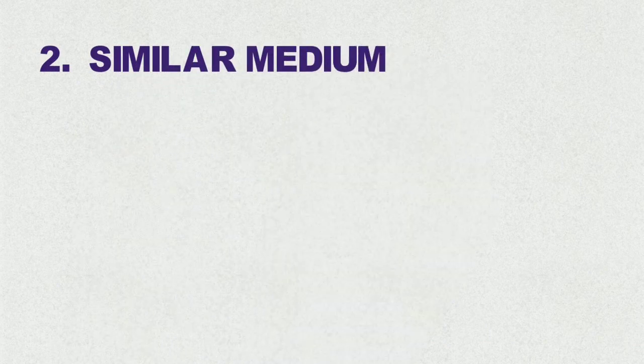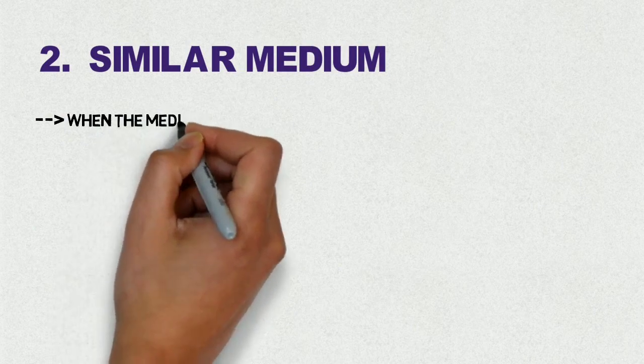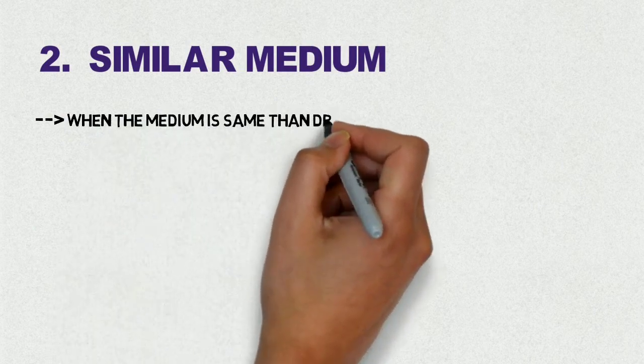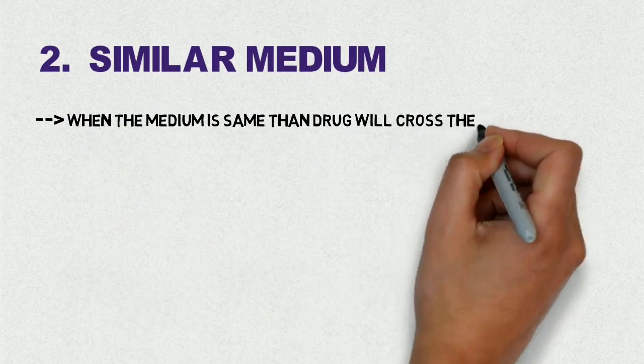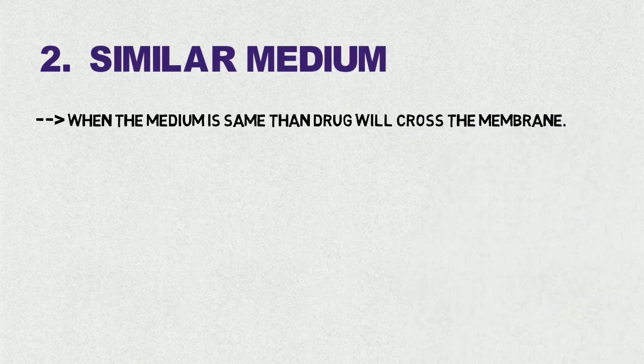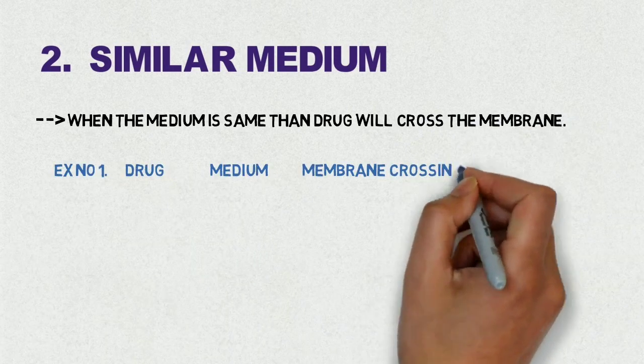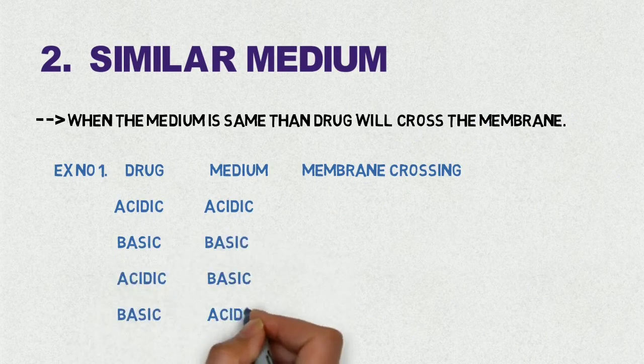The second condition is similar medium. The drug must be in a similar medium. If the drug is acidic, then it will cross the membrane from the acidic medium. If the drug is basic, then it will cross the membrane from the basic medium.